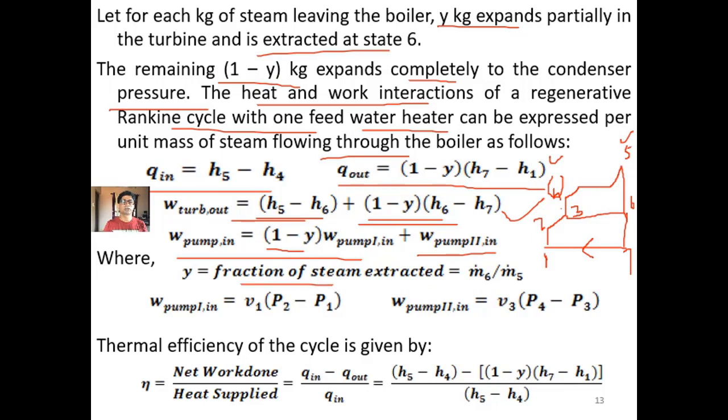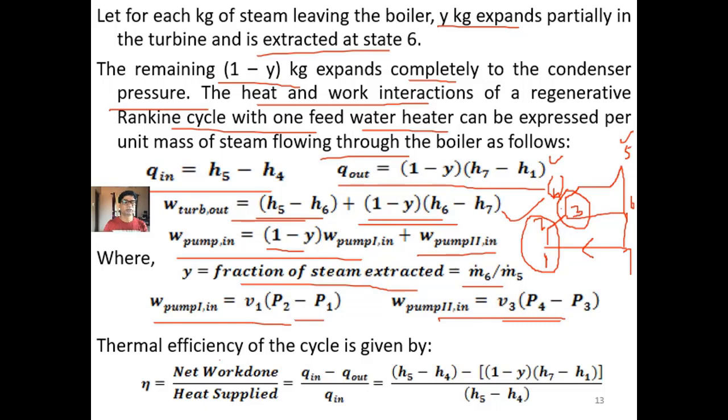Y is the fraction of steam extracted, which can be calculated as m6 divided by m5, the mass flow rate at 6 divided by the mass flow rate at 5. Pump 1 work is V1 into (P2 minus P1), whereas pump 2 work is V3 into (P4 minus P3), because 3 to 4 is the second pump work and 1 to 2 is the first pump work. Similarly, this is V3 into (P4 minus P3), because state 3 is the entry point to the second pump. So the specific volume has to be always taken at the entry point.